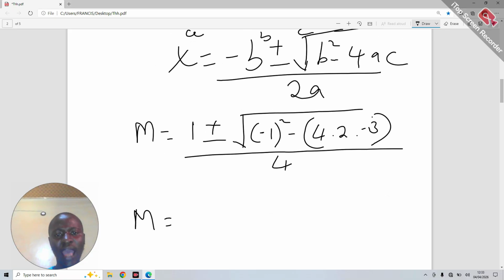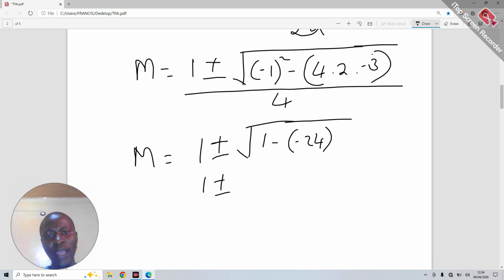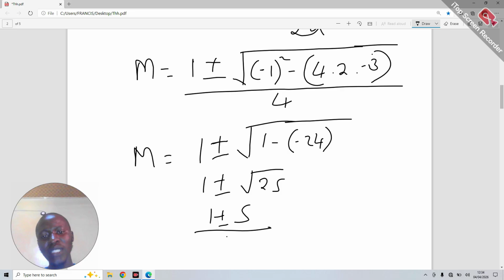So m, under the numerator, plus or minus 1 squared is 1, 4 by 2 is 8. 8 by negative 3 is negative 24. So negative 24. So we have 1 plus or minus the square root of 1 minus minus, that is plus. So 1 plus 24, that is 25. So we have 1 plus or minus root of 25 is 5, all over the denominator, which is 4.